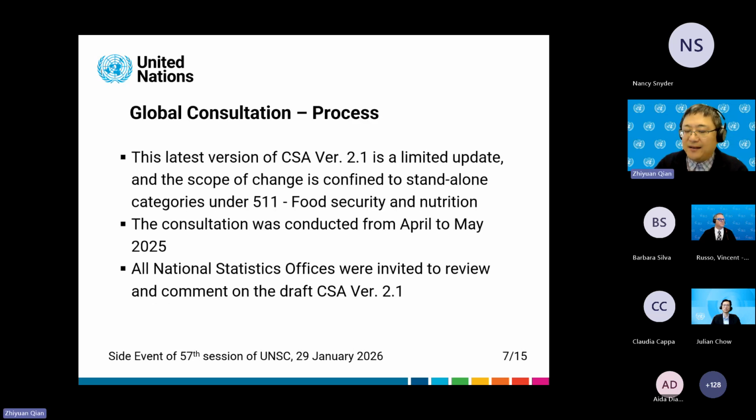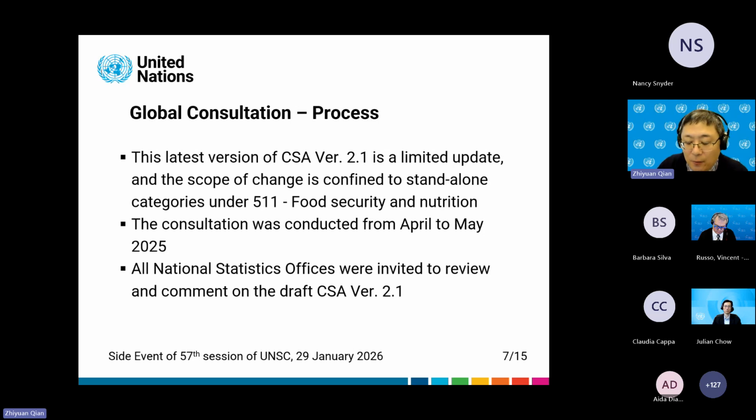And after we made these changes, we proposed them. What was the users' feedback? This latest version, CSA 2.1, is a limited update. Other than the changes that I mentioned in the previous slide, there are no major changes in other parts of the CSA structure. The scope of change is strictly confined to the standalone categories and 511, as introduced before.